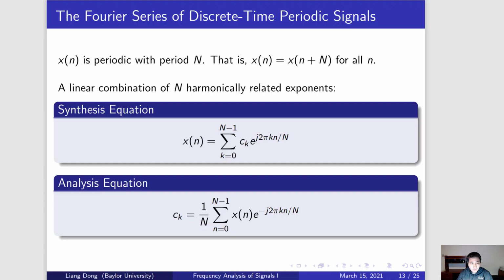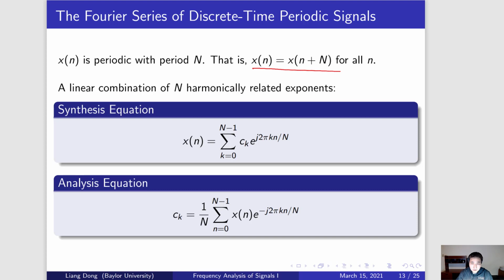In this video, we are going to learn Fourier series and the Fourier transform for discrete-time signals. A discrete-time periodic signal can be represented as x[n] with a period N, where capital N is an integer. That is, x[n] equals x[n plus N].